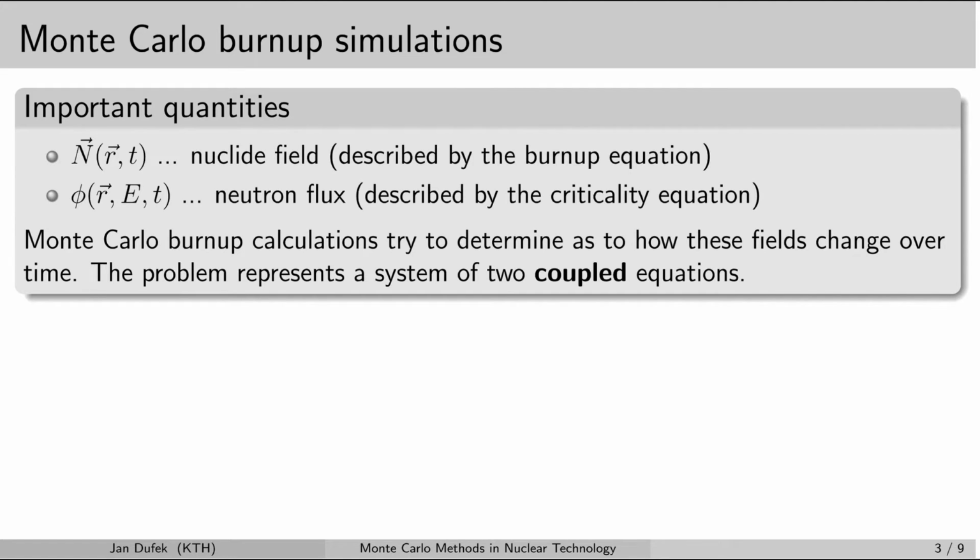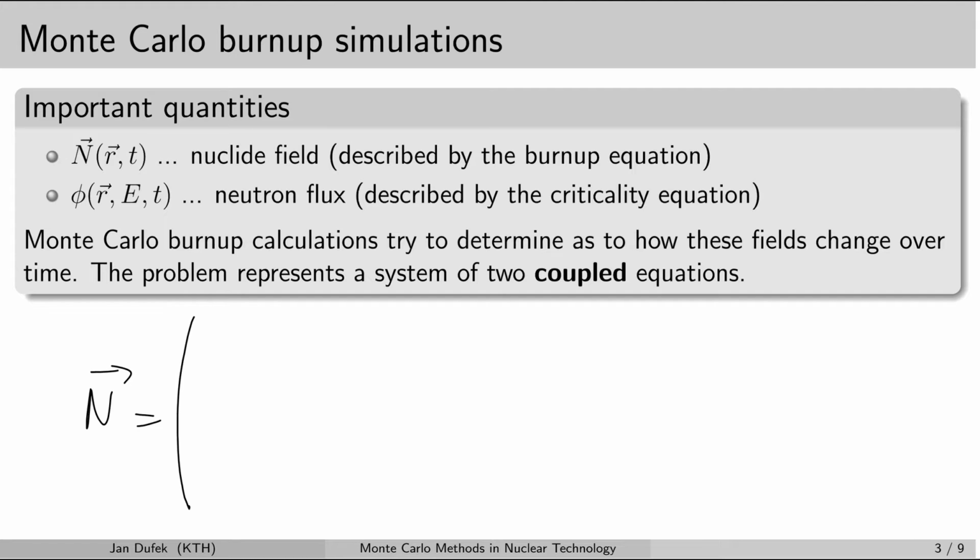As you can see, the nuclide field is a vector. Let me write it down here. The elements of the nuclide field vector represent atomic concentrations of different nuclides. It doesn't really matter how they are sorted in the nuclide field vector. It's up to us, so we can choose the order.